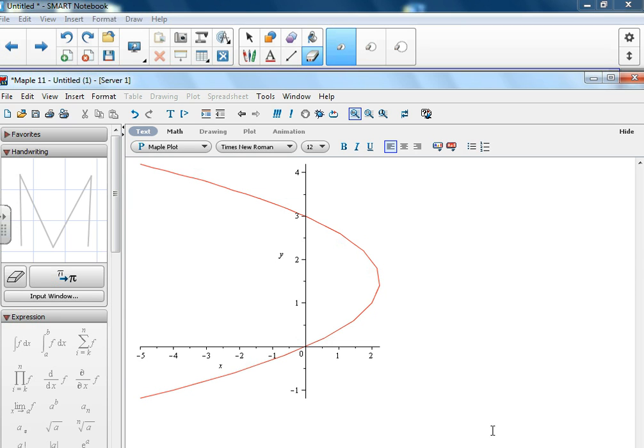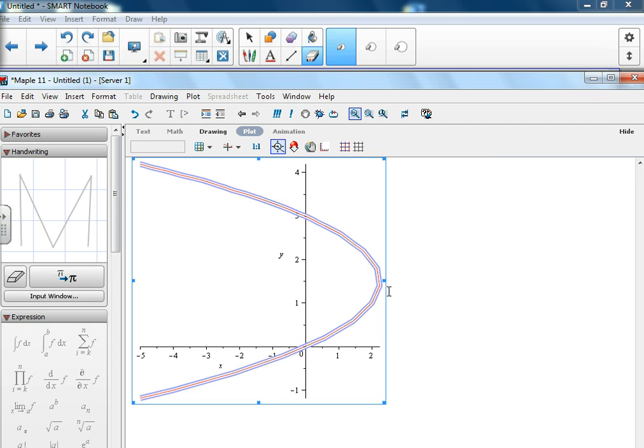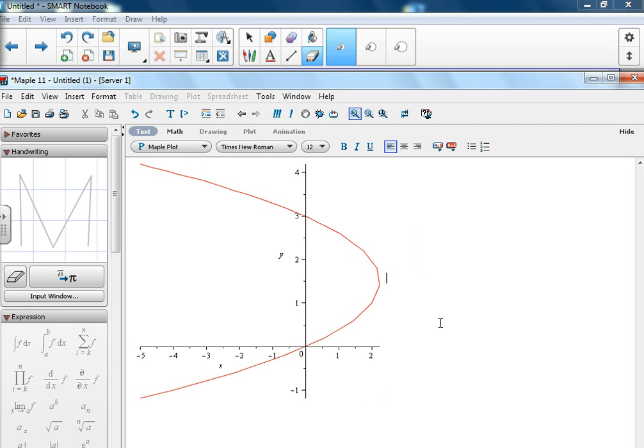Hmm. 2.1. Well, I can't guess at it. Can't you put your cursor on there and it tells you? No, but a graphing calculator might. All right, so we know we got the graph right.